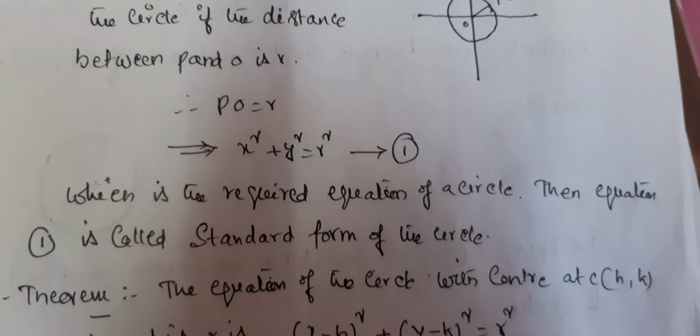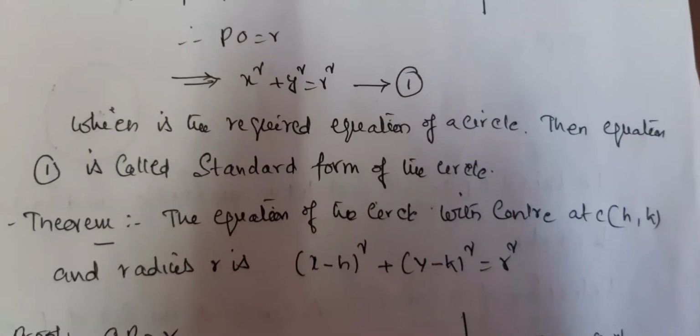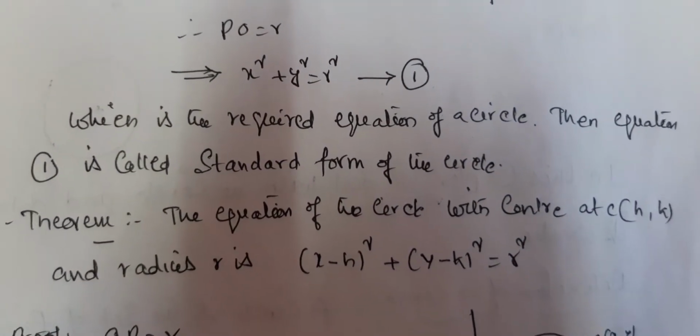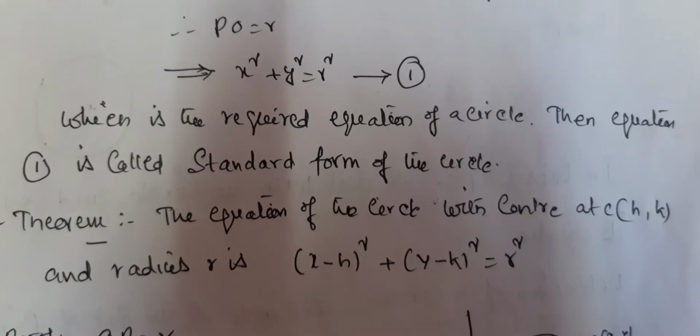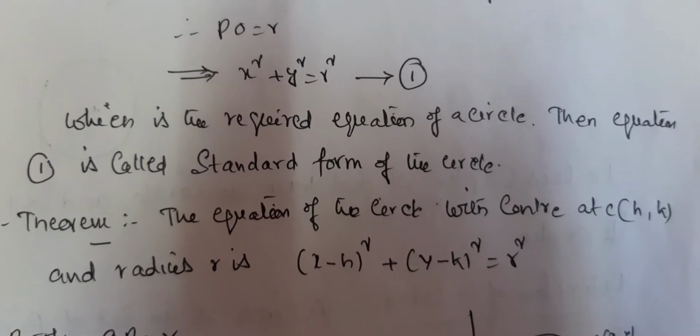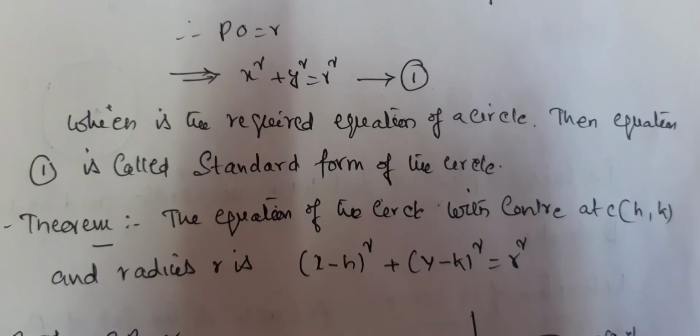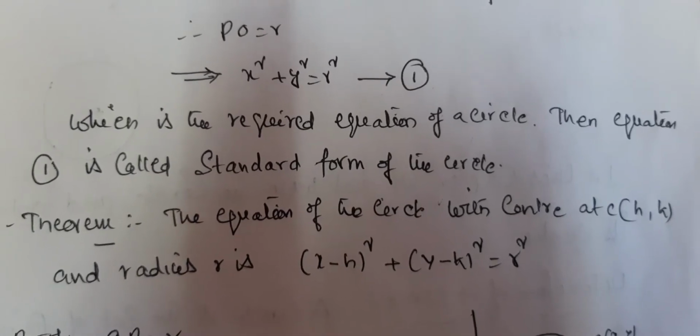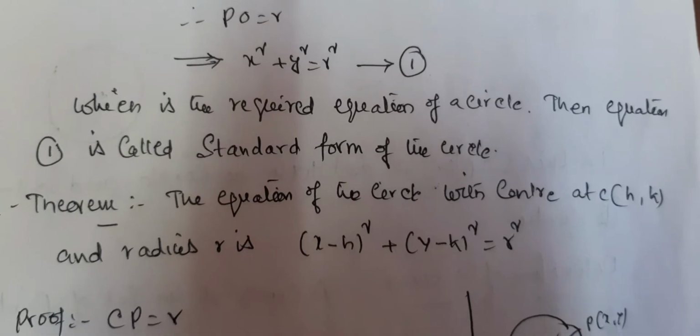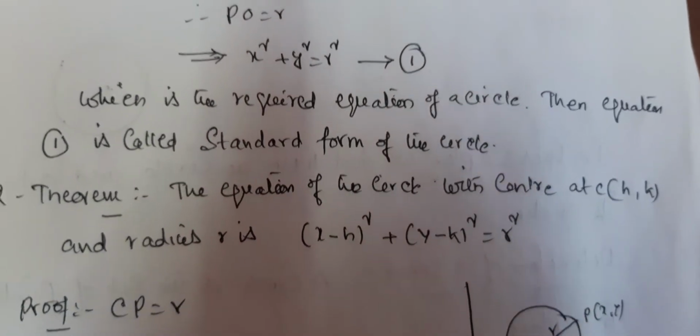Next, we go to the second theorem, for when the center of the circle is other than (0, 0). Suppose the equation of a circle with the center at (h, k) and radius r is (x minus h) whole square plus (y minus k) whole square is equal to r square. Now let us see the proof.